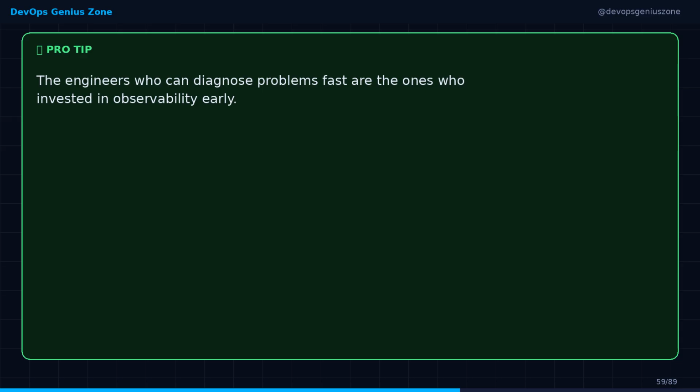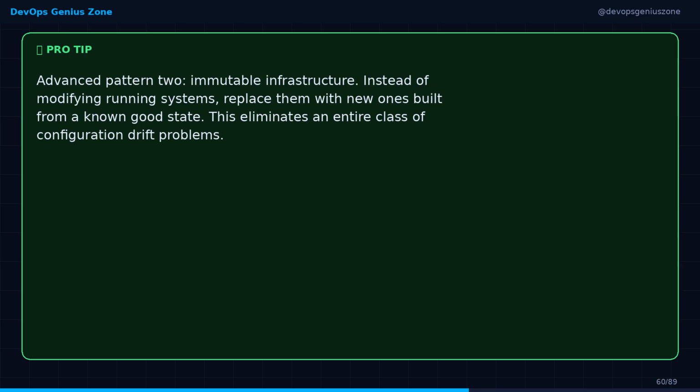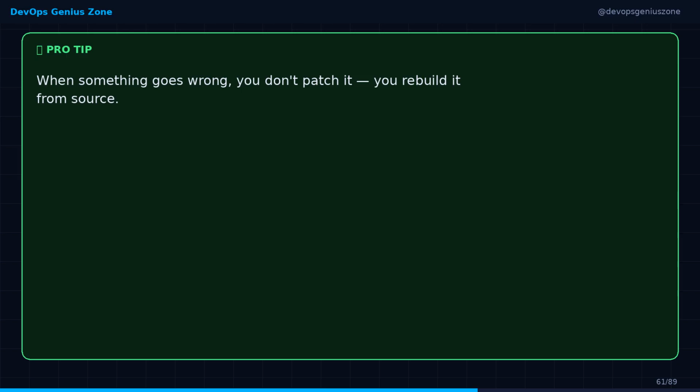These are things you won't find in most beginner tutorials. Advanced Pattern 1, design for observability from the start. Don't add monitoring as an afterthought. Every component you build should emit metrics, structured logs, and traces from day one. The engineers who can diagnose problems fast are the ones who invested in observability early.